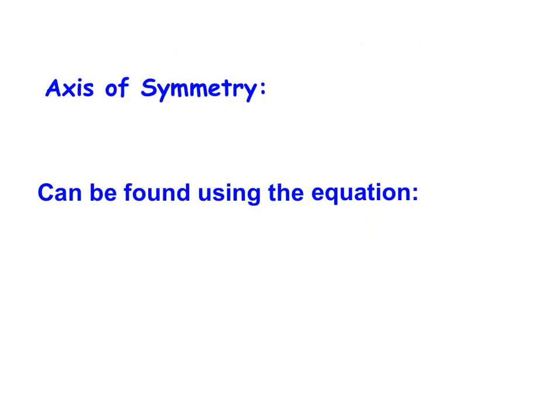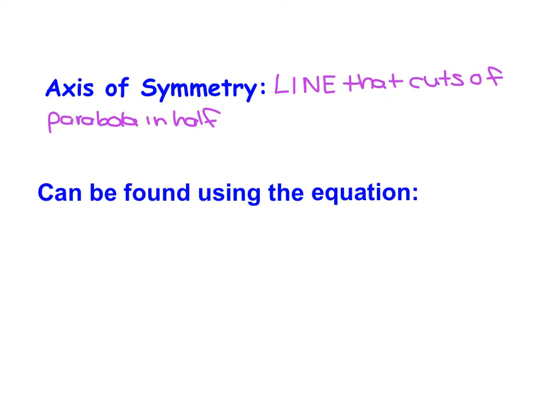Now, a review of what we've learned before. The axis of symmetry, remember, is a line that essentially cuts our parabola in half, where if we fold along the axis of symmetry, we can cut that parabola straight down the middle and fold it on itself. So for example, say that this was my parabola here. The axis of symmetry would be a line that cuts it right down the center, so if I were to fold along that line, both sides of my parabola would line up.